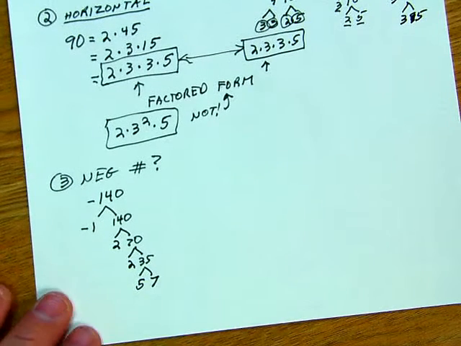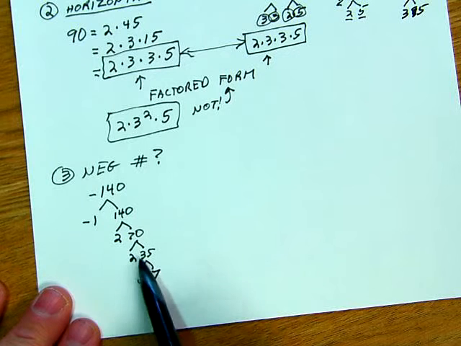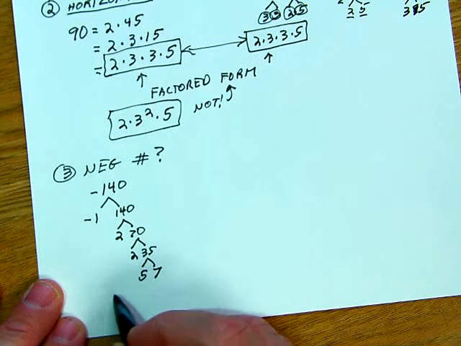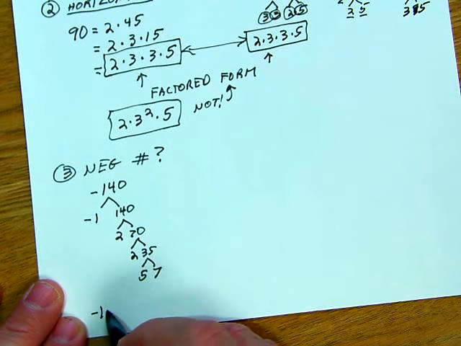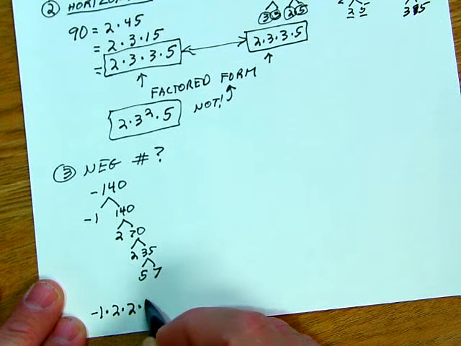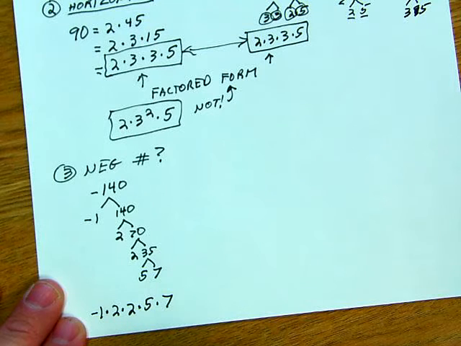And you see that I've broken it down into -1, 2, 2, 5, 7. The bottom of my tree is my prime factorization factored form. So -1 times 2 times 2 times 5 times 7 is the factored form of -140.